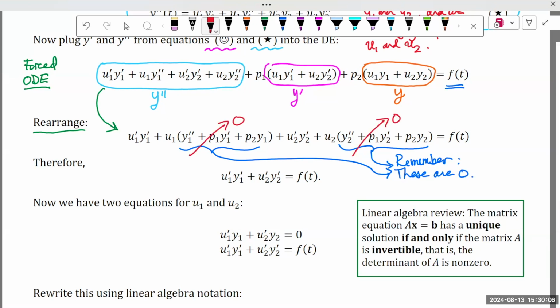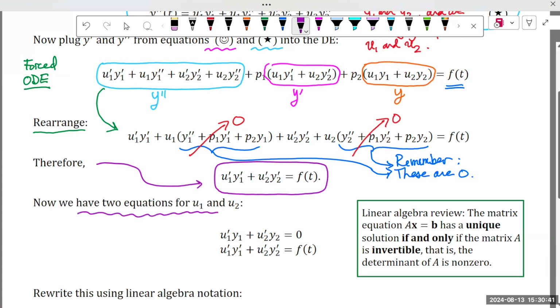This simplifies our process greatly, because now this entire thing has collapsed into the following: u1 prime y1 prime plus u2 prime y2 prime equals our function f. What has this done for us? This has actually given us two unknowns and two equations.